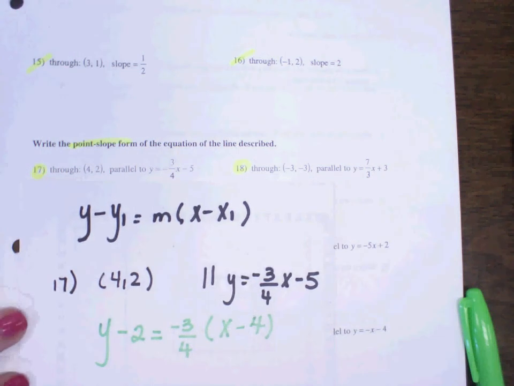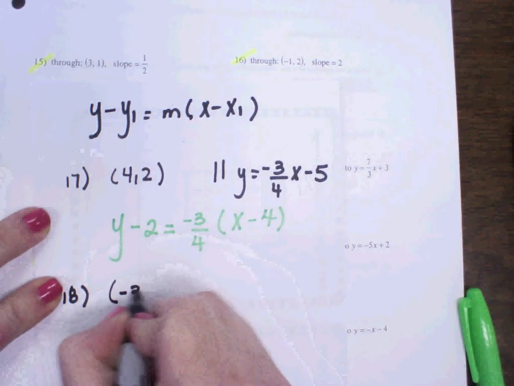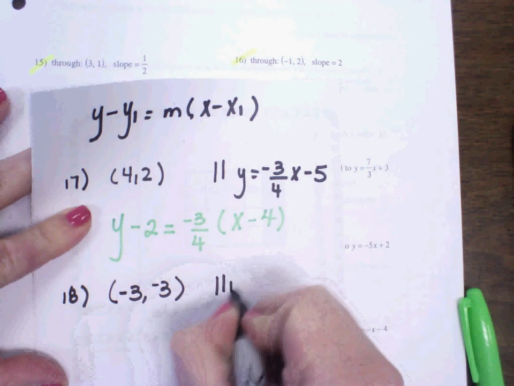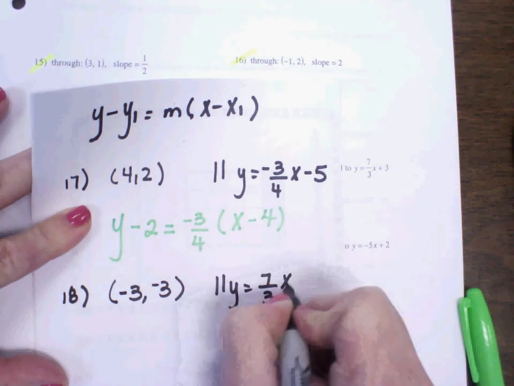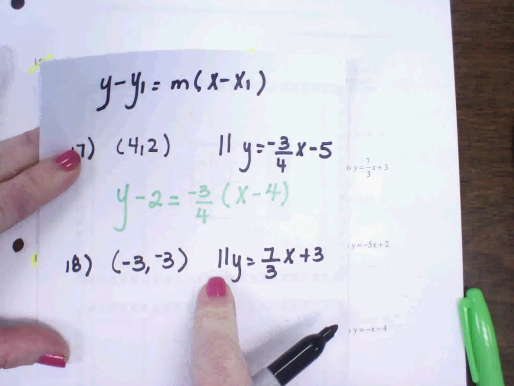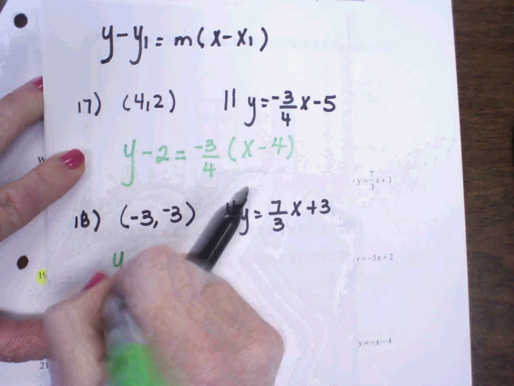All right. Number 18. Same point and slope, but it goes through the point negative 3 and negative 3, and it's parallel to 7/3 x plus 3. If you haven't noticed, those two lines have the parallel sign, okay? All right, so talk to me.